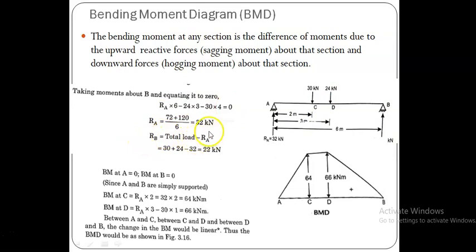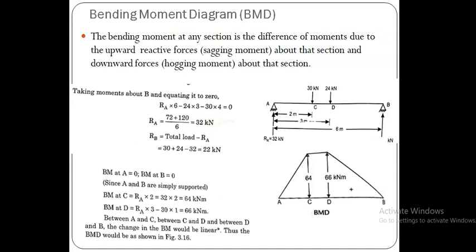Therefore I get RA equal to 32 kilonewton and therefore RB is equal to 22 kilonewton. Now I can draw the BMD like this. Suppose, what is the value of bending moment at A? It should be 0 because at support A it allows rotation. If there is any resistance against rotation or moment, there will be a reactive moment at the support.